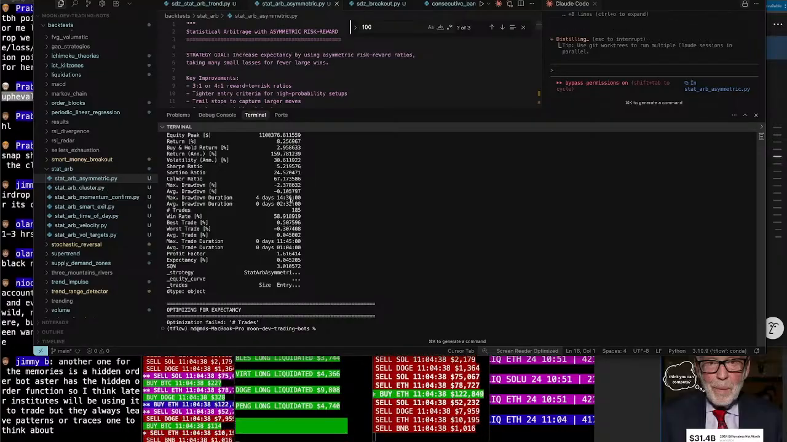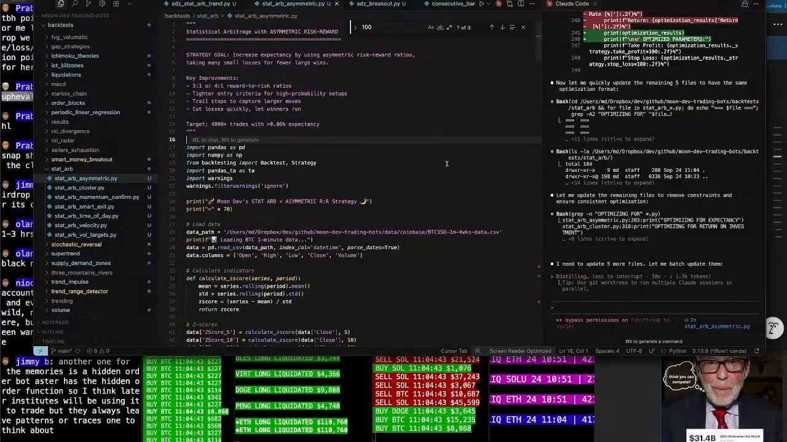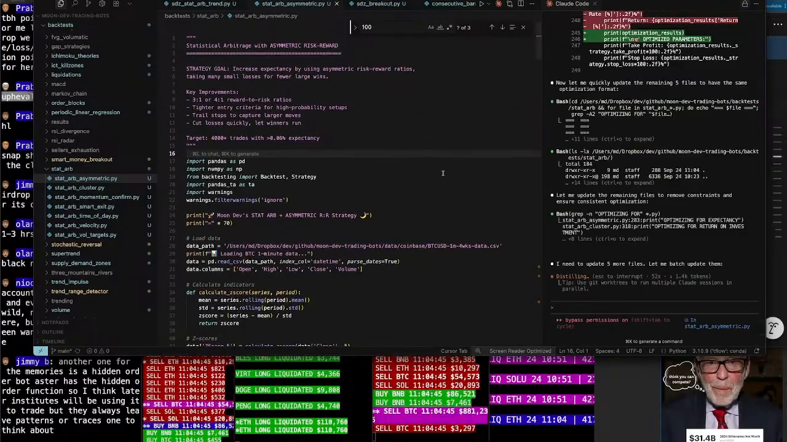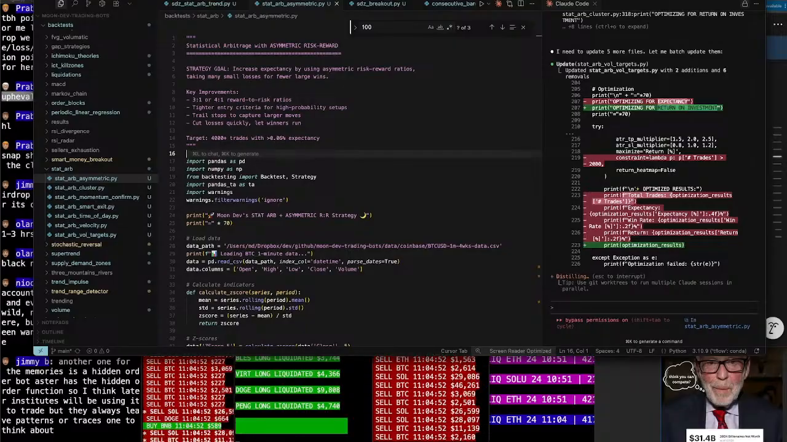Okay, so we're going to keep pushing from that one. I don't care about that one. Asymmetric, I need a lot of trades. They're forcing me to do high frequency trading.